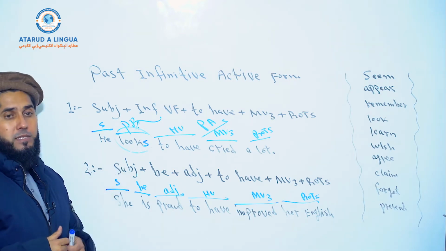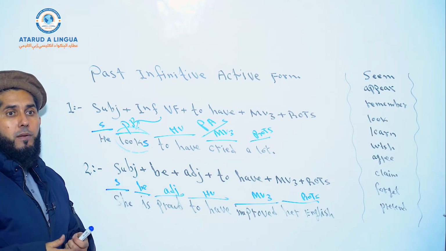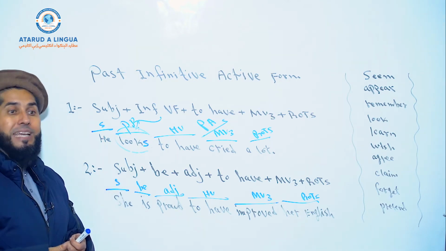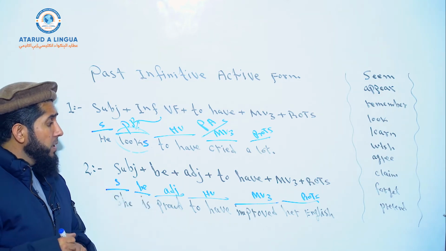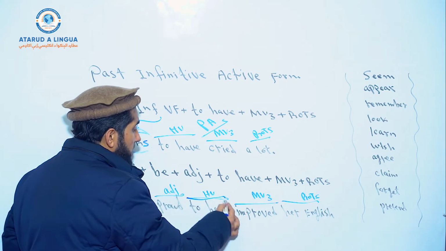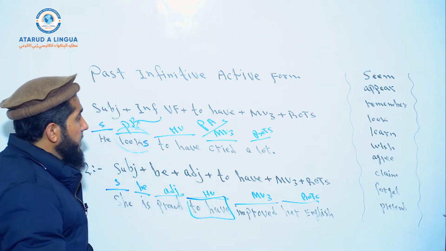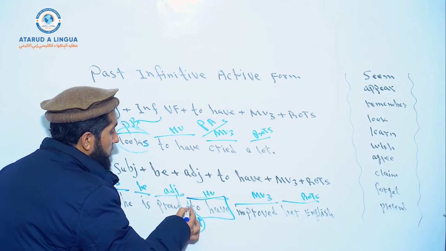It could be simple past tense. He looked to have cried a lot. Did he look to have cried a lot? Didn't he look to have cried a lot? He didn't look to have cried a lot. Okay, that's one thing. But it's possible the sentence could be positive, and you make the infinitive form negative, not, just add not before to.